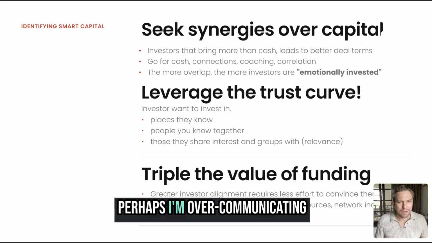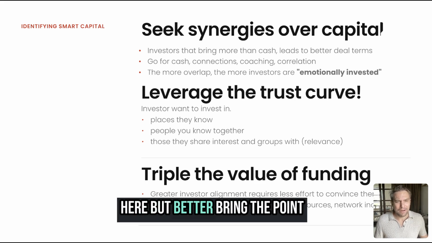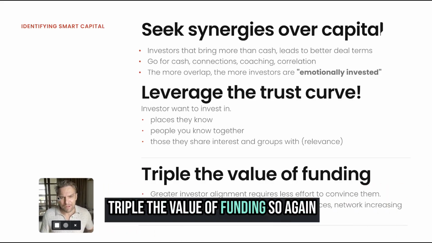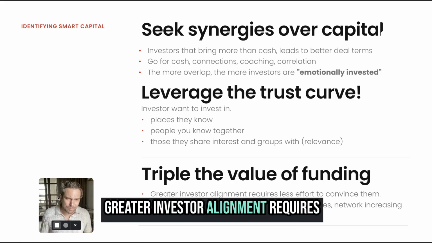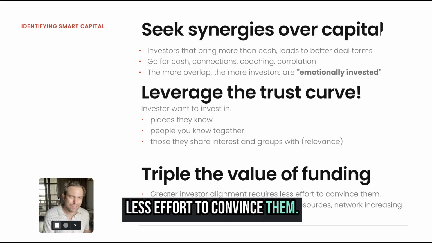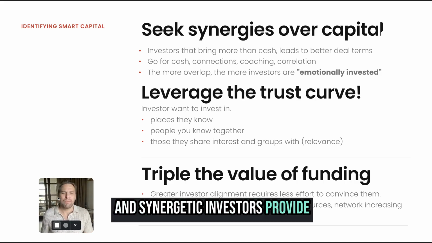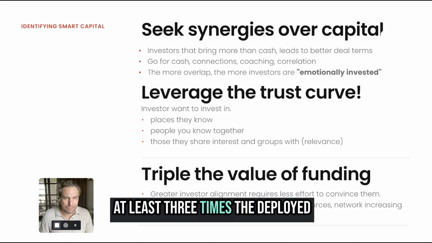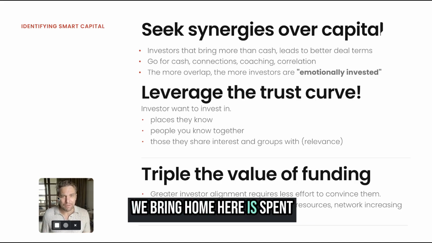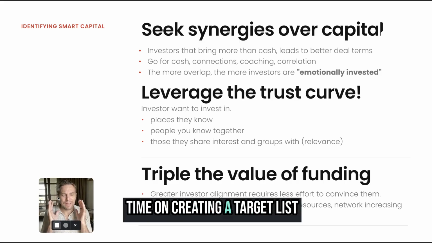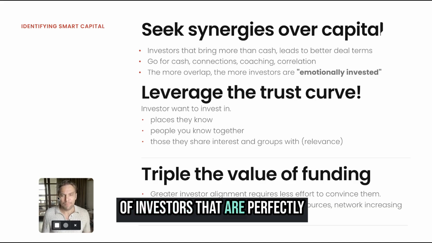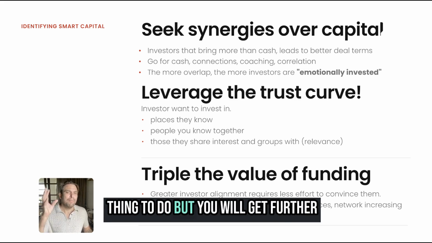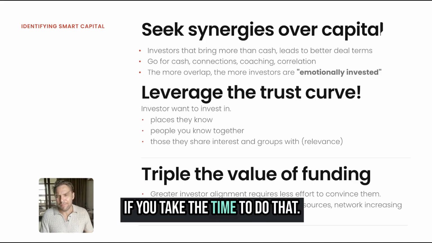Now, perhaps I'm over-communicating here, but better to bring the point home than leave it out. Triple the value of funding. Greater investor alignment requires less effort to convince them, and synergetic investors provide knowledge, resources and network, increasing the value of funding by at least 3 times. So the point we bring home here is to spend time creating a target list of investors that are perfectly engineered for your business. It's not the nicest thing to do, but you will get further if you take the time to do that.